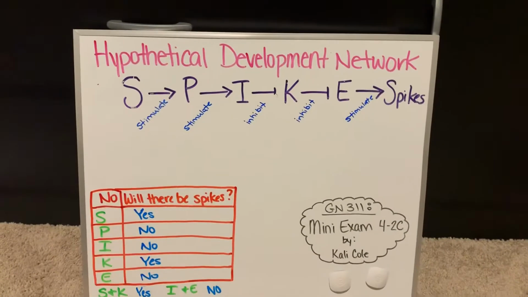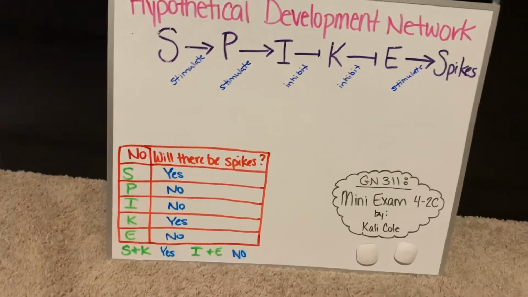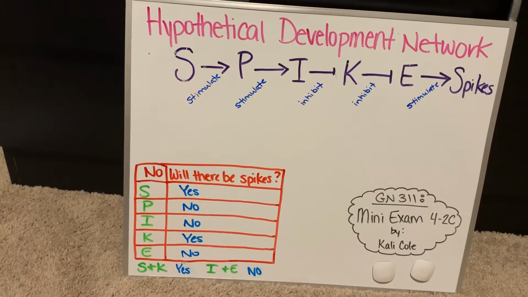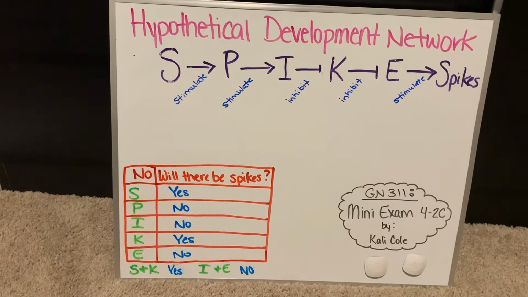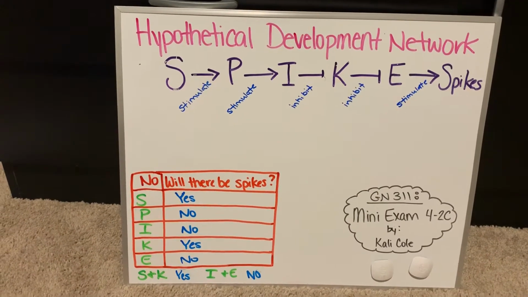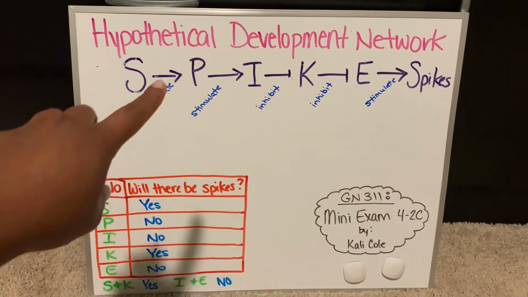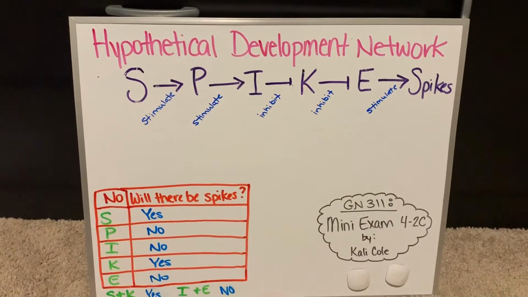In this prompt, we're discussing hypothetical development networks. In this example, we were looking at the pathway for the development or formation of spikes in certain cells of the ectoderm on the spiny beetle. Some of those cells have spikes and some of them don't and are smooth. And then they gave us this actual pathway minus the stimulant and inhibitors.